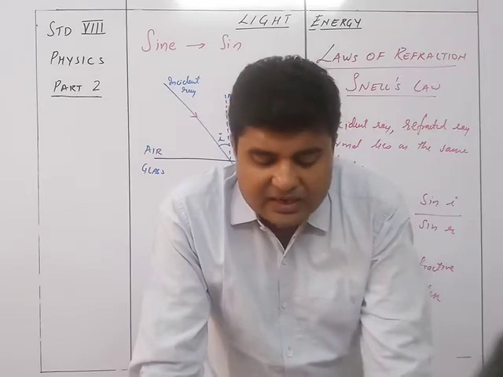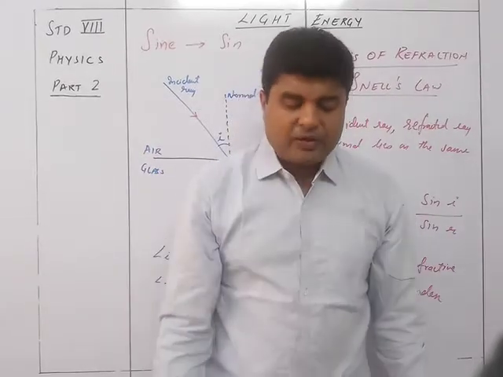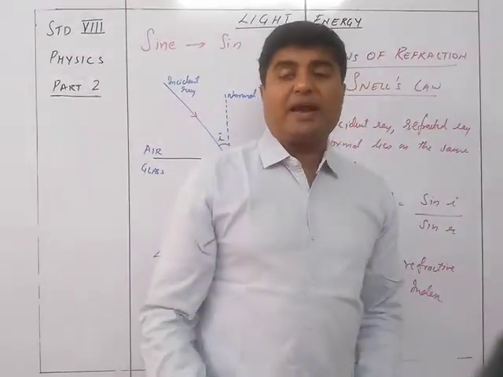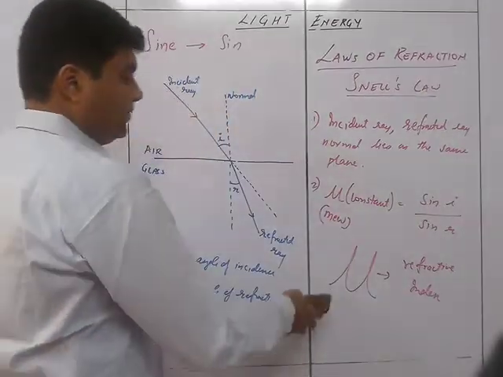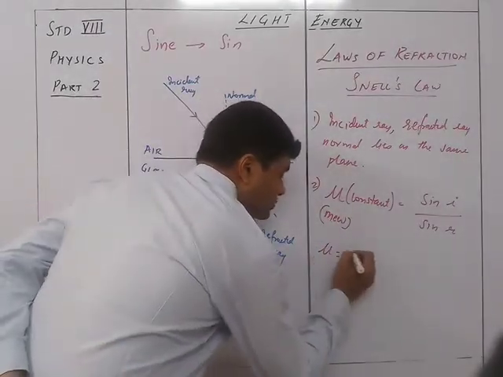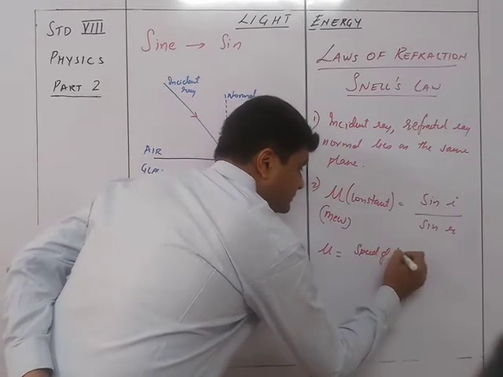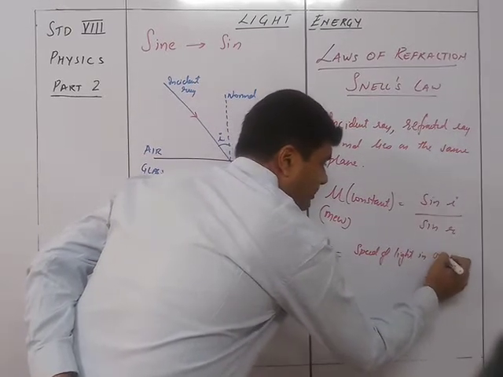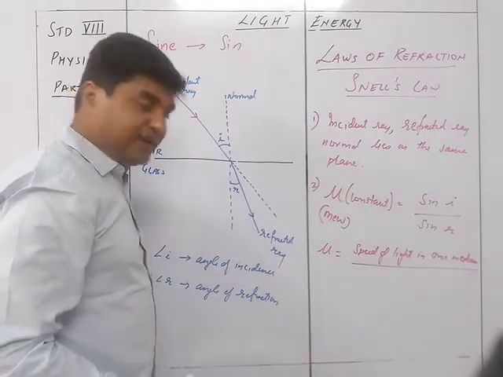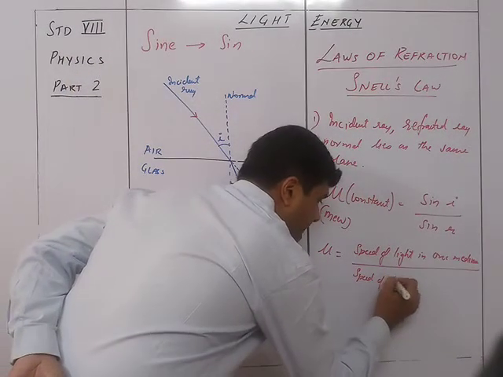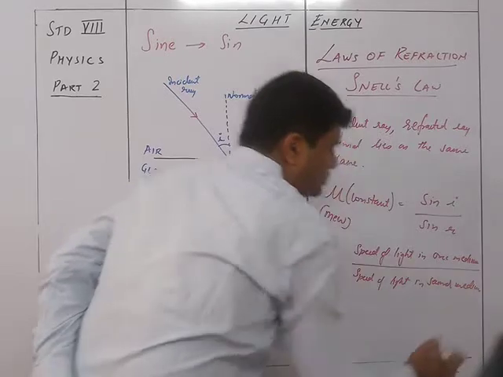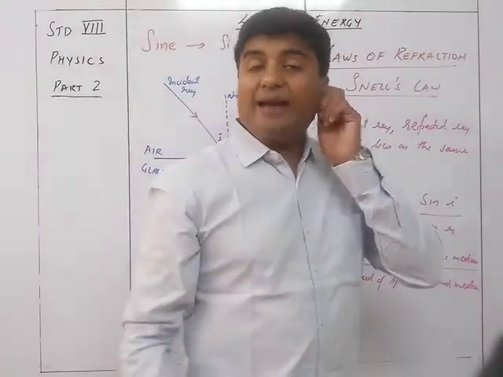It is known as the refractive index of the second medium with respect to the first medium. It is given as mu is equal to speed of light in first medium upon speed of light in second medium. So we can also say that mu is not only sin i upon sin r, but also mu is equal to speed of light in one medium upon speed of light in second medium.